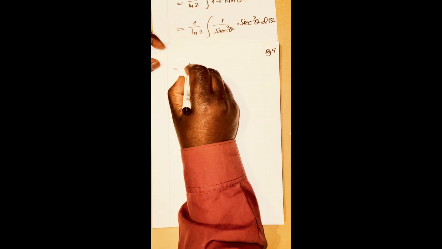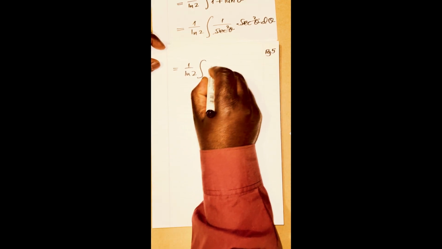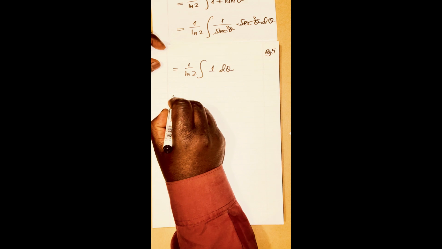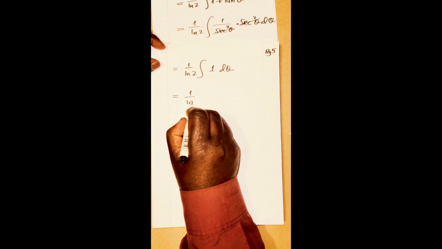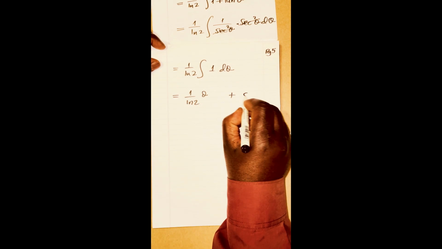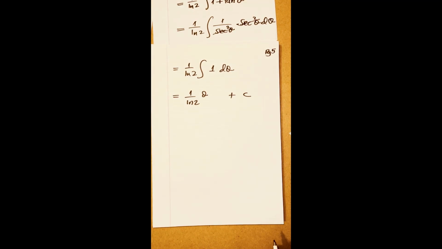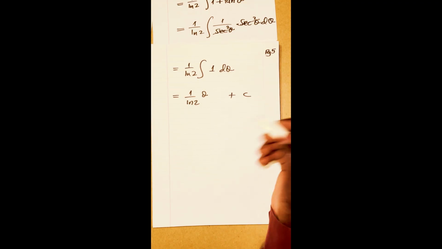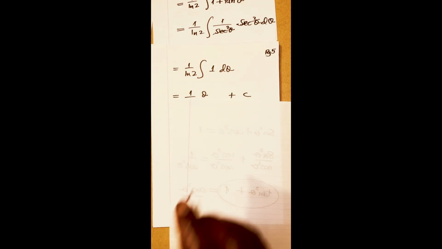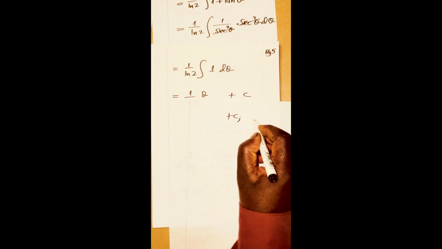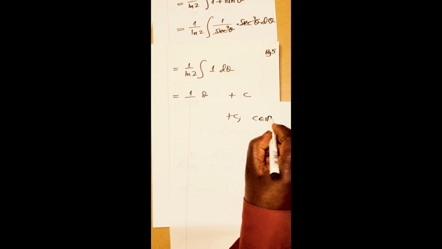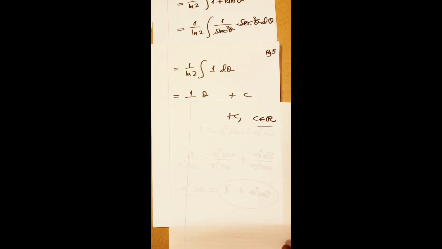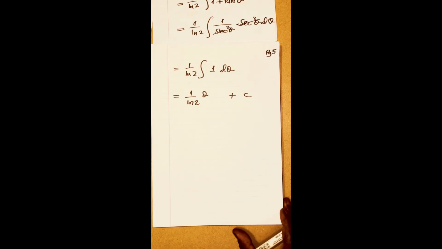We have 1 over natural log of 2 times the integral of 1 d theta, and that, you'll agree with me, is just 1 over natural log of 2 times theta, and we have to say plus c as our constant of integration. And obviously you must remember that c is a real number, so it's not necessary to say that, but you may have seen it in some cases where they write plus c and then say c is an element of real numbers. But we're not going to do that here, it's not necessary.